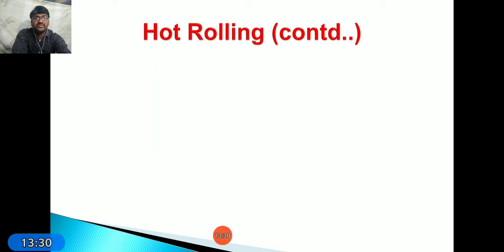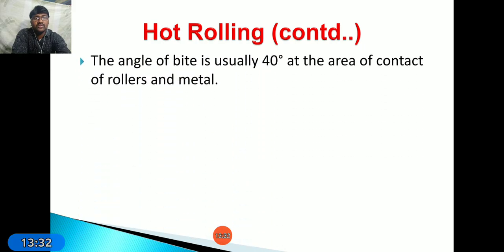Next, coming to the continuation of hot rolling. The angle of bite is usually 40 degrees at the area of contact of the rollers. Based on the thickness of the workpiece, it can vary. Usually it is 40 degrees, that is, from the starting point where the workpiece touches the roller to the ending point, that is the squeezing action, the exit of the rolling process. The angle touched by the roller and the workpiece is known as the angle of bite. It is usually 40 degrees.